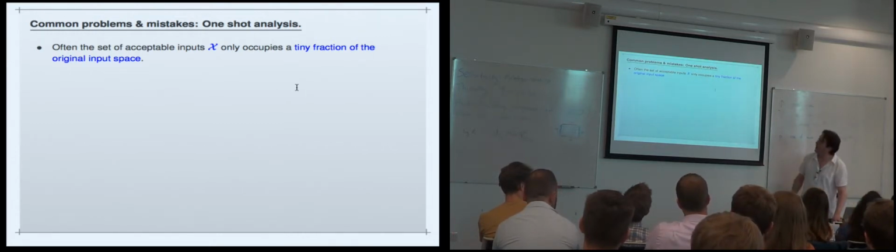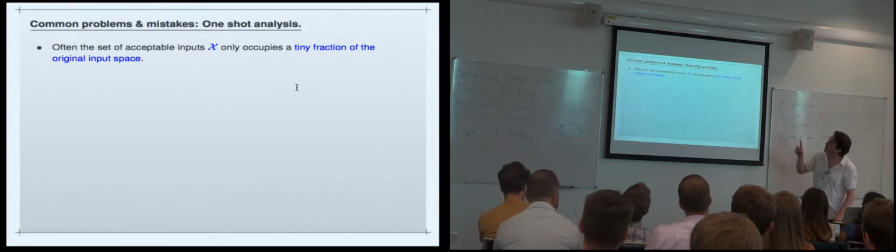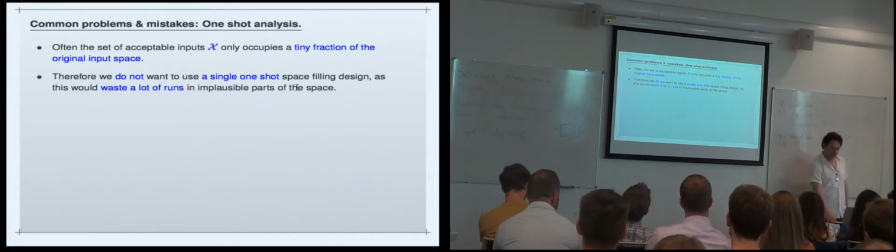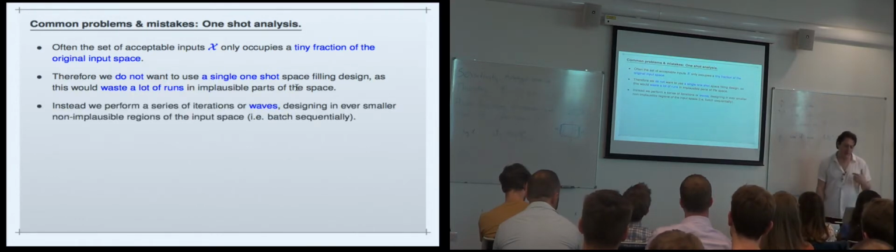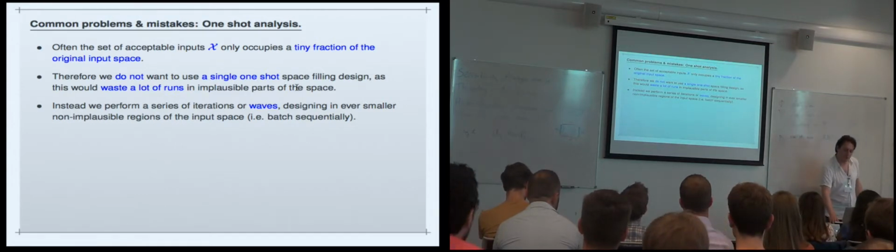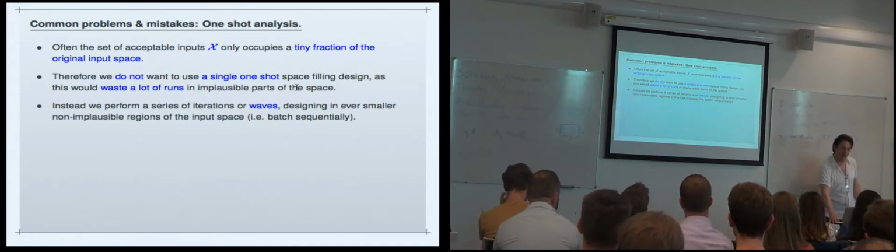OK, so often the set of acceptable inputs chi only occupies a tiny fraction of the original input space. And therefore, we don't want to use a single one-shot space-filling design, as we'd waste a lot of runs in implausible parts of the space. There's that word, implausible. Red, bad. Okay? So obviously, we're going to do a series of iterations or waves, designing in ever smaller, non-implausible regions of the input space, i.e. batch sequentially, like we learned about this morning.